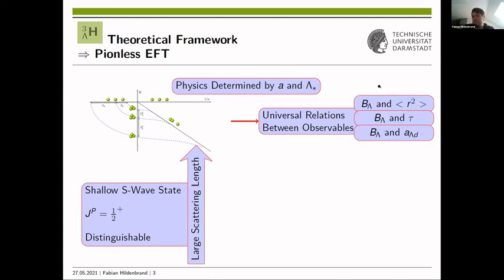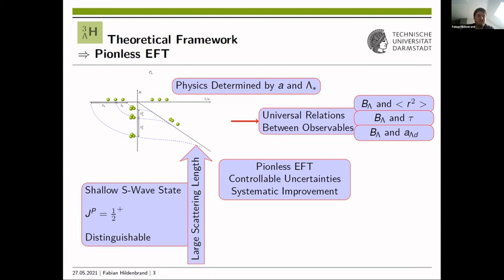For example, you could look at the binding energy and the radius, or the lifetime, or the lambda deuteron scattering length. And in this framework, pionless EFT, you get controllable uncertainties, and systematic improvement is possible, and that's why it is a good theoretical framework to look at such systems. Today I want to focus on B lambda and the lifetime, so to speak.